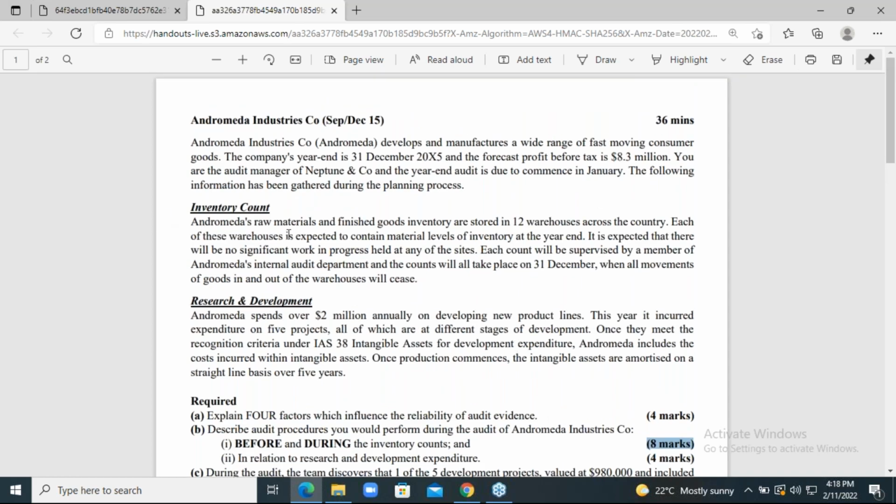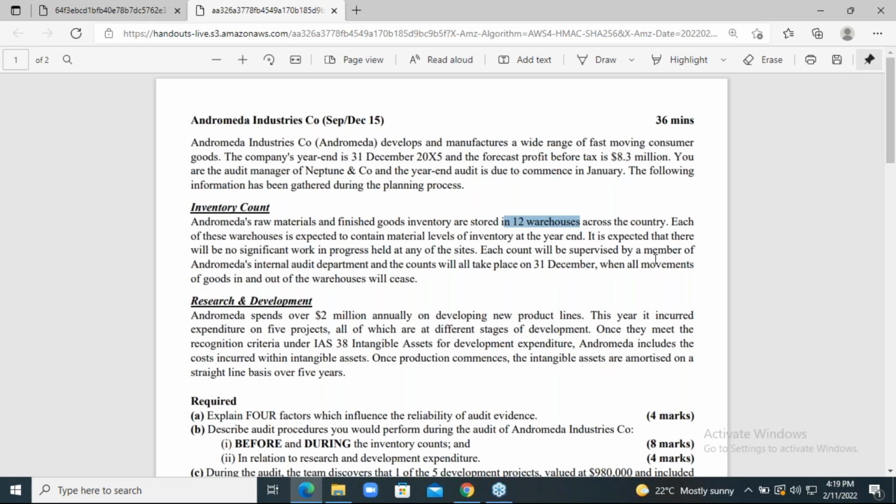Andromeda's raw materials and finished goods are stored at 12 inventory warehouses across the country. It is expected that there will be no significant WIP. So this is a hint by the examiner that you don't need to write the procedures for WIP. You can just focus on the 12 warehouses where inventory is stored.